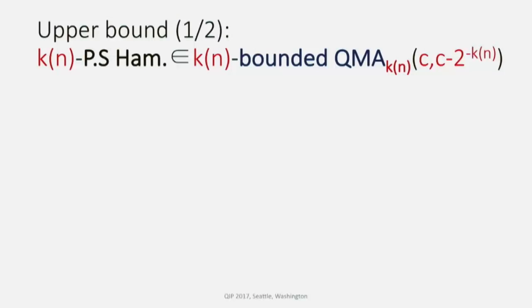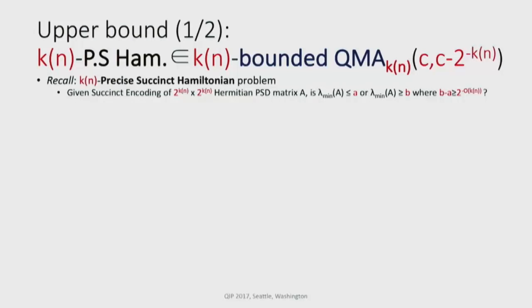Okay, so let me describe the proof here. The more interesting direction is the upper bound, showing that the K of n precise succinct Hamiltonian problem can be solved in BQ space K of n. For convenience, I'll divide this proof into two parts. In the first part, I'll show that this problem has a precise QMA protocol, in which the completeness minus soundness gap is bounded by an inverse exponential in K of n. So what we're going to show is a QMA protocol with these parameters.